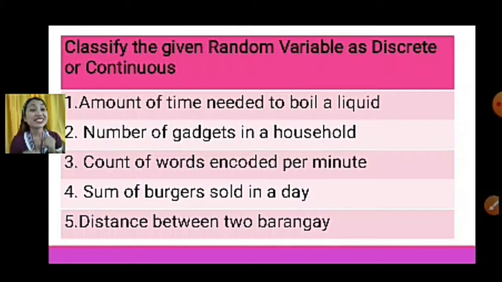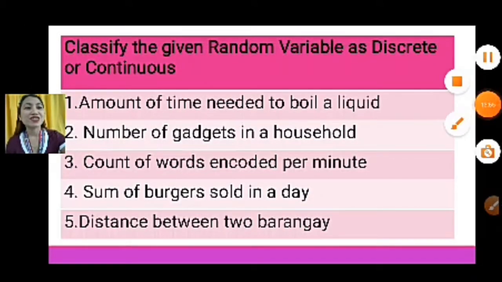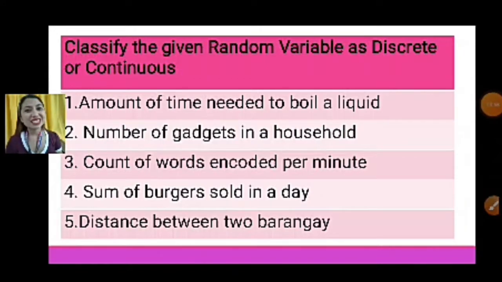Okay, so this is an activity. We need to classify the given variable as discrete or continuous random variable. I'm so sorry, I already showed the answer. So let's classify if the given is discrete or continuous random variable. Number 1, amount of time needed to boil a liquid. Remember the keyword from a while ago. Students, jot down your answer in your notebook or answer sheet.